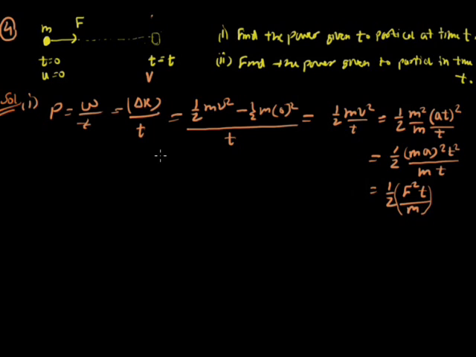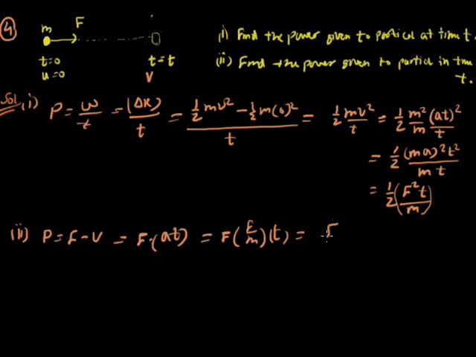Now in the second part, you need to find the power given to the particle in total time t. So we will use the formula P equal to F dot V. This would be simply P equal to F into a t, so F by m into t. So the total power given to the particle is F square t by m.